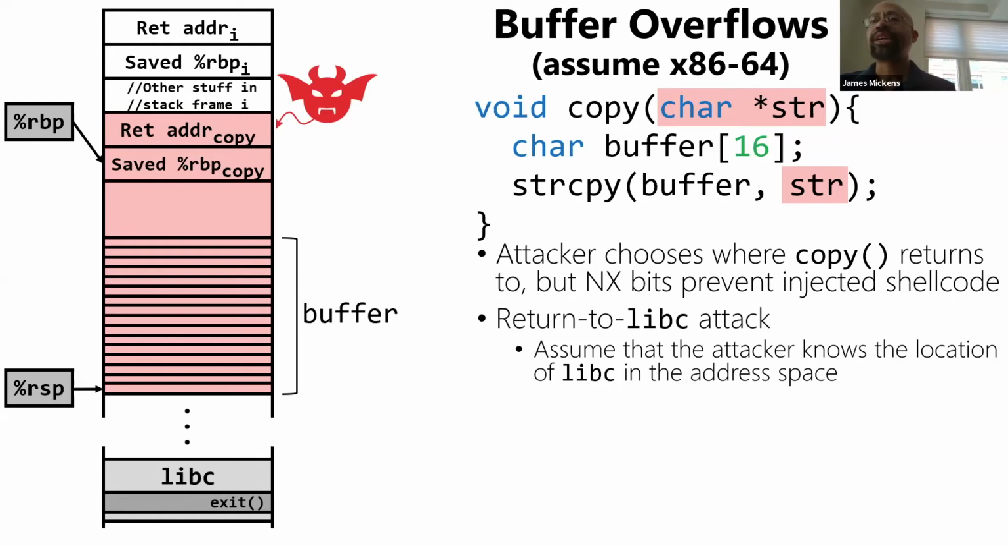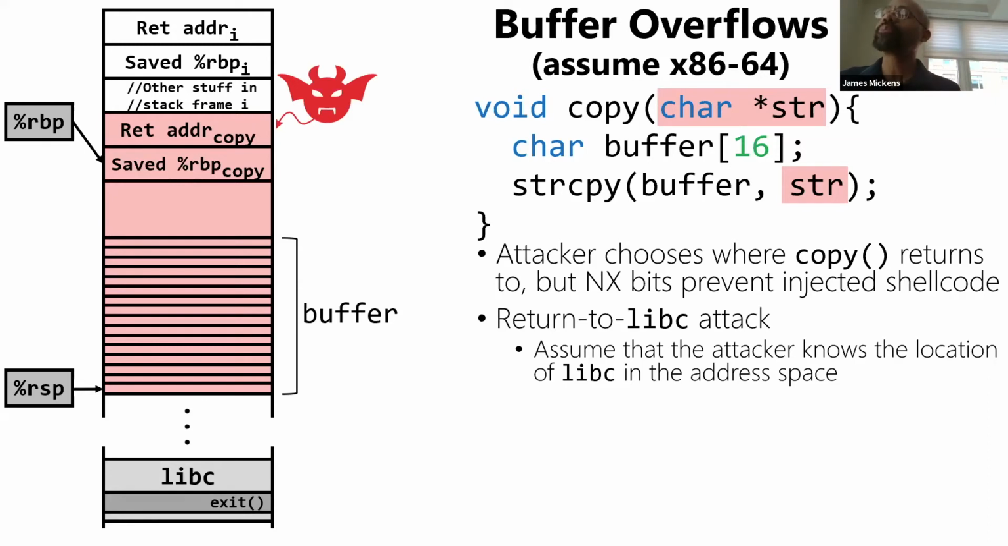It's a dynamically mapped library. It's got a bunch of code in there that we all know and love. Among other things, it's got a function called exit, which you can call to have the program exit. It's a very accurately named function. So let's assume that the attacker knows the location of libc in the address space. Now you'll note that in several of these attacks, I've made the assumption that the attacker knows where various things live.